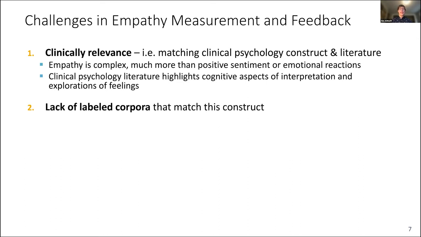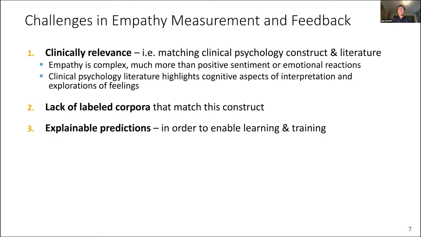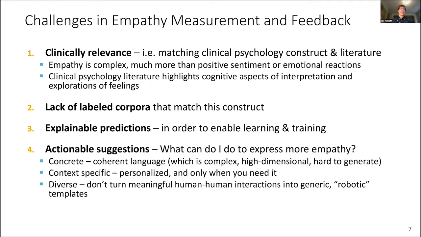Turns out there is a lack of labeled corpora that match this construct. Ideally, we would want to have explainable predictions to help with learning and training. And we would want these suggestions that we make to be as actionable as possible. What can somebody do concretely to express more empathy?